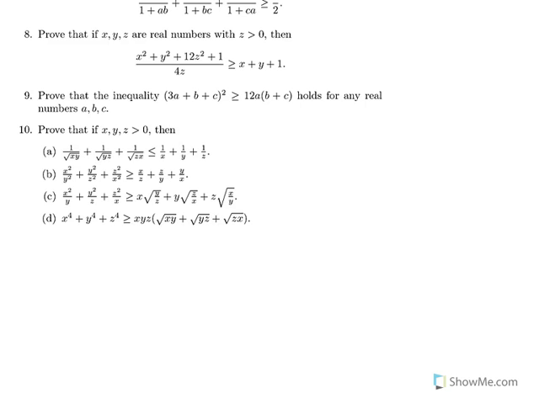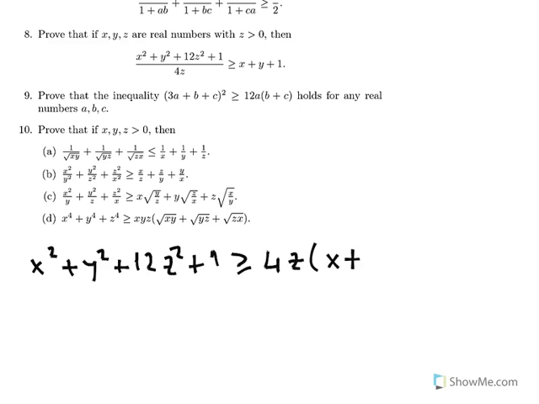Well, the given inequality is equivalent to x squared plus y squared plus 12z squared plus 1 is greater than or equal to 4z times (x plus y plus 1). We can do this because it is given that z is positive. Due to positivity, we can multiply both sides of the inequality by 4z, since it is positive, and we have the same inequality symbol. So this is equivalent to the given inequality.